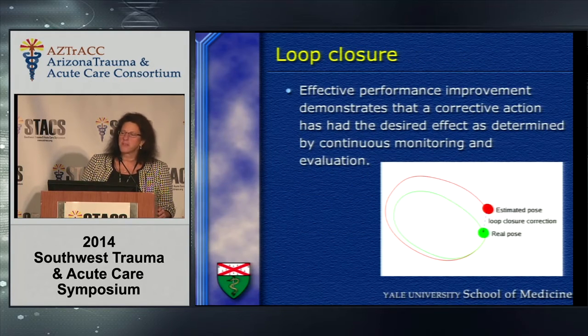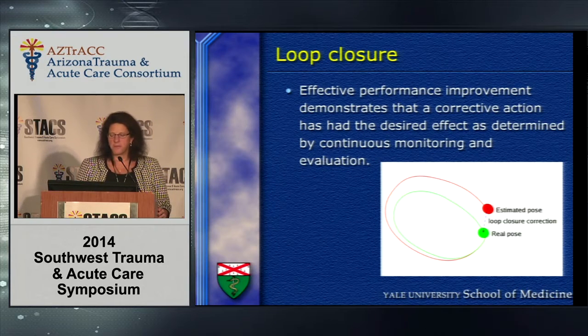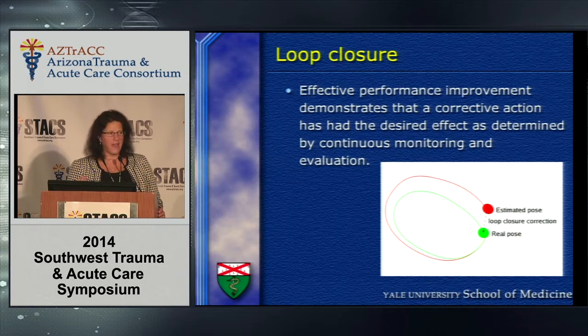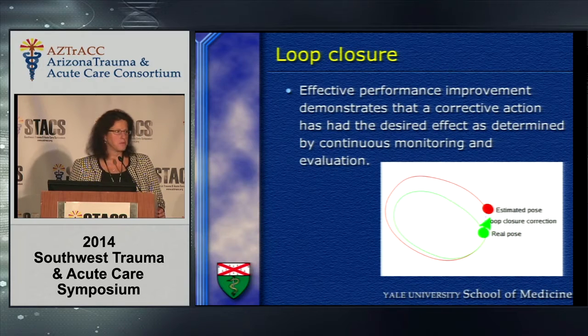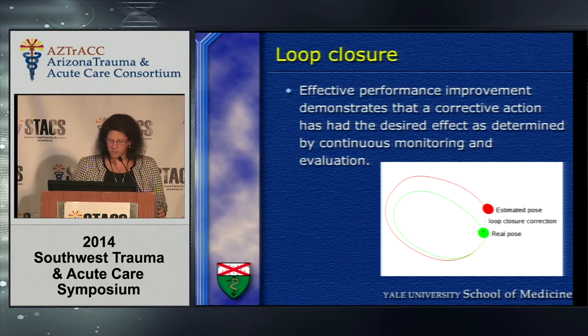The other thing that's really important about process improvement is loop closure. You have to demonstrate performance improvement that has a corrective action that has reached the desired result. So you really don't want to have this gap between your estimated pose, or what you think you're doing, and your real pose.